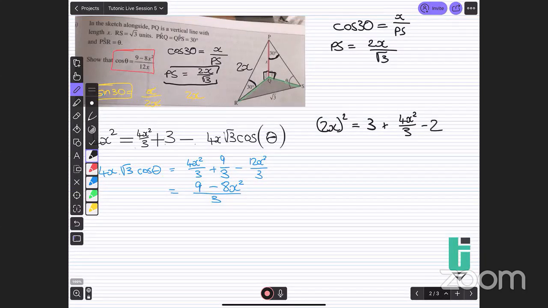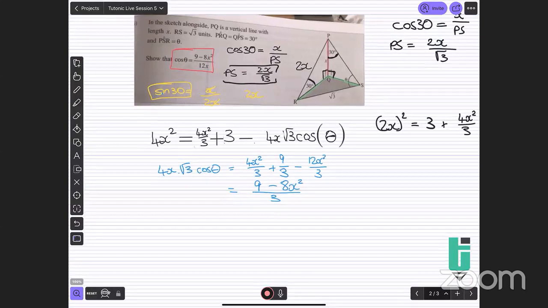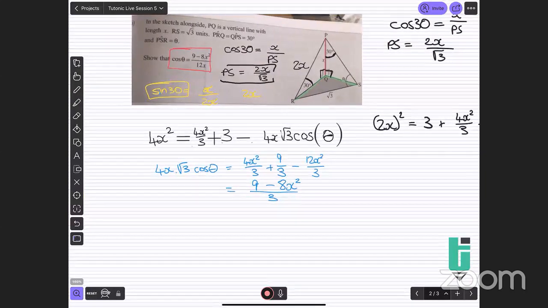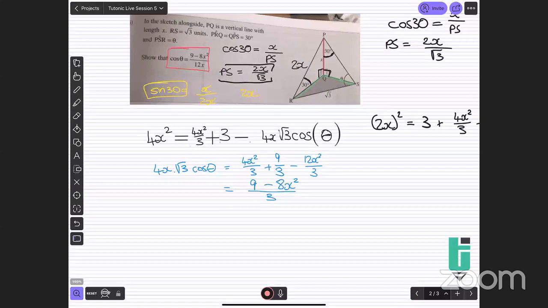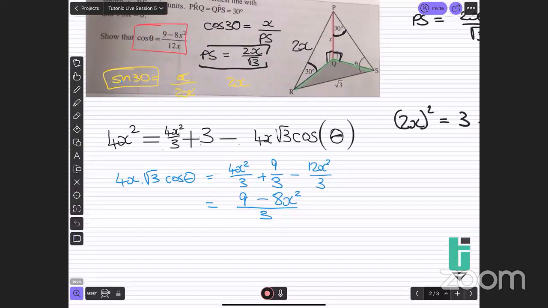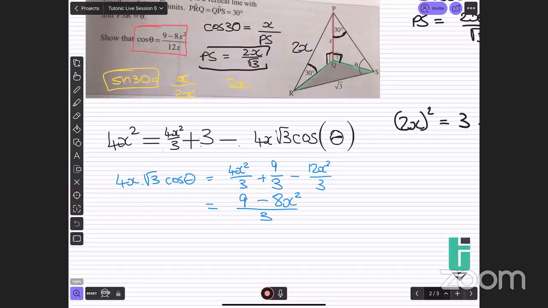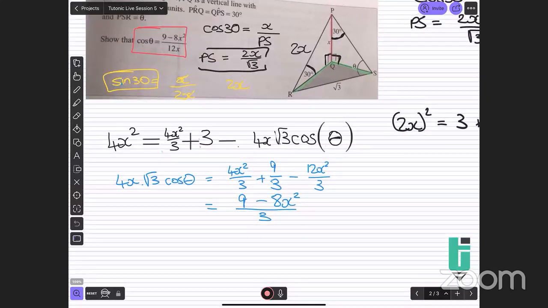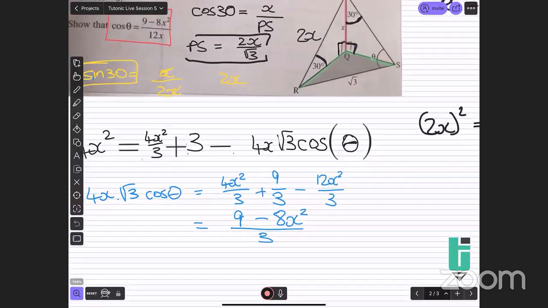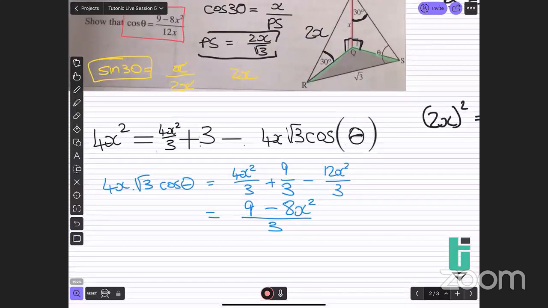Oh, I see the mistake. RS was root 3, but our PS was wrong. Our PS is supposed to be 2x over square root 3, but we just put 4x there. The square root 3s are supposed to cancel out, and I put 4x for PR.